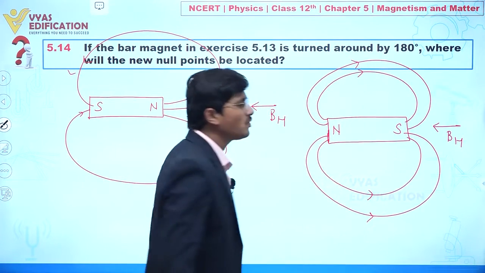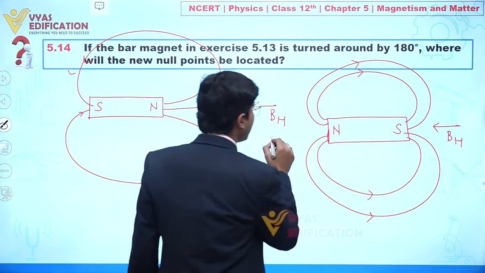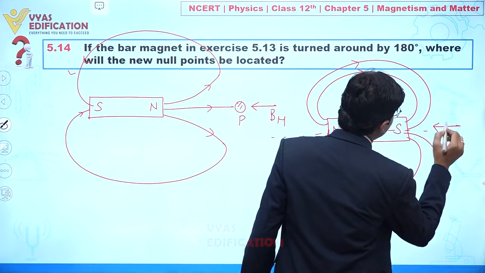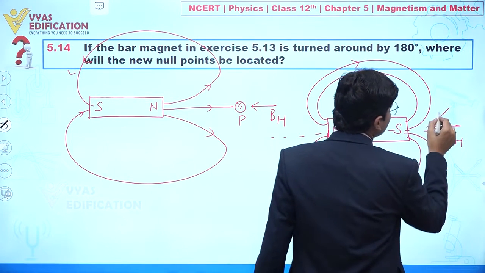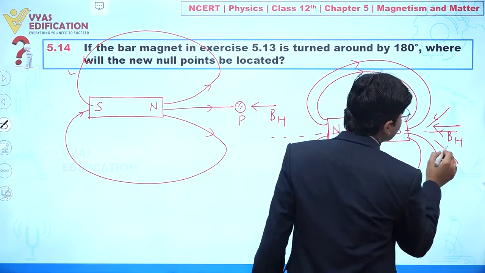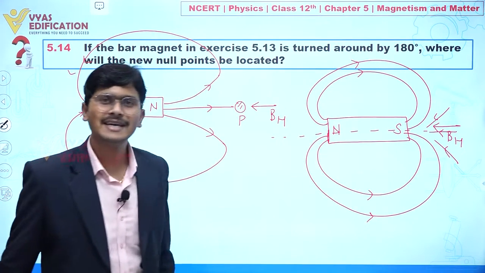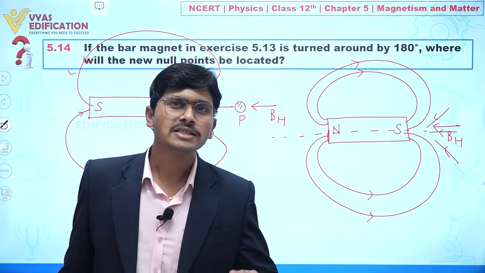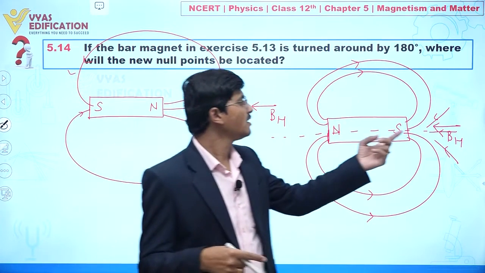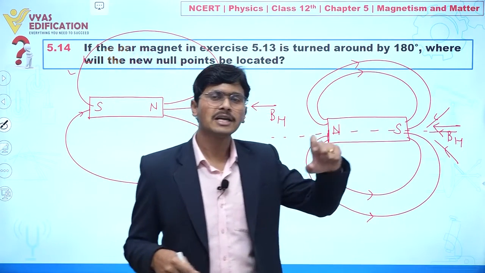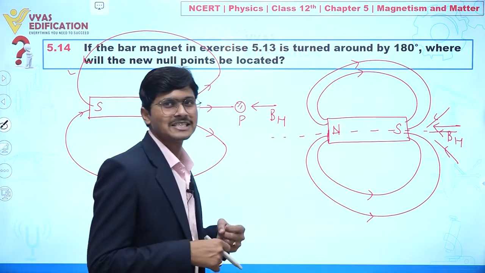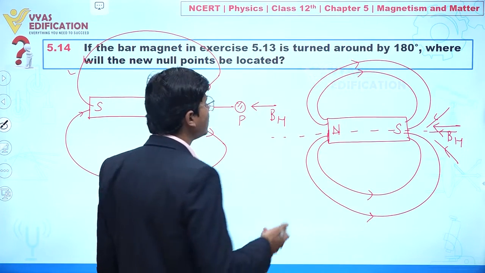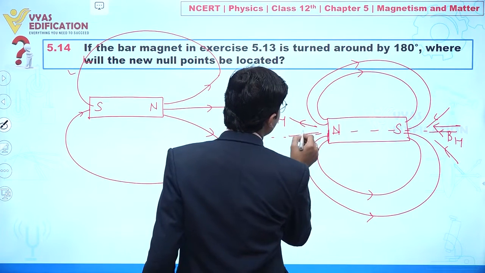Now you can see, if we are talking about the axial point, at the axial point, on this side the net magnetic field is always added. Why? Because we will not find any null point here. We are not getting this horizontal component of the magnetic field and the net magnetic field due to the short dipole in opposite directions. Both are in the same direction. So we can say now, we will not find a null point here.